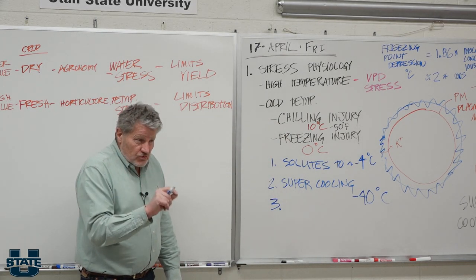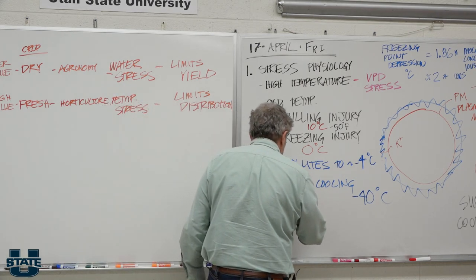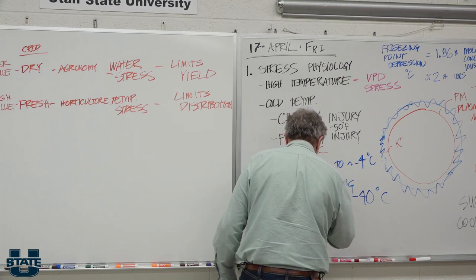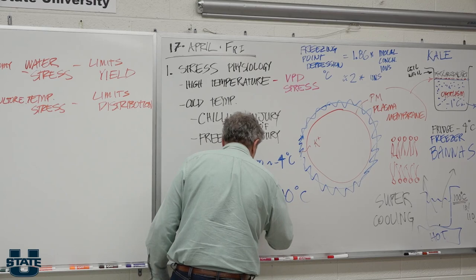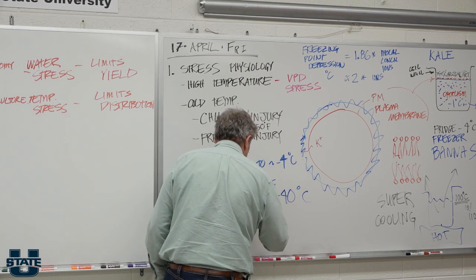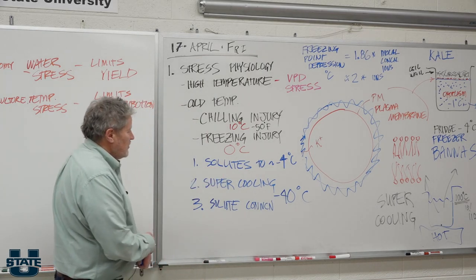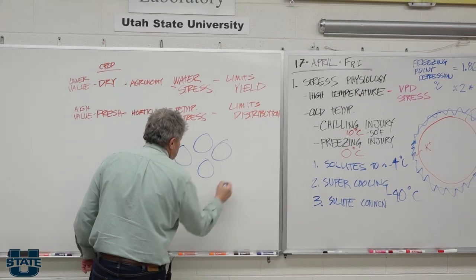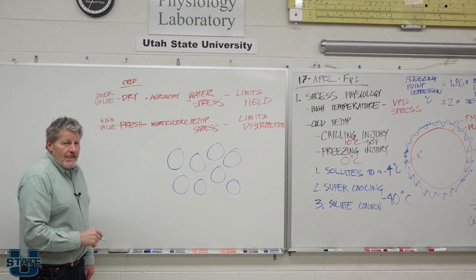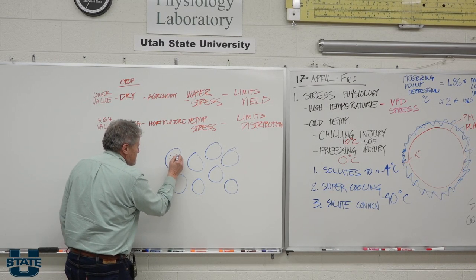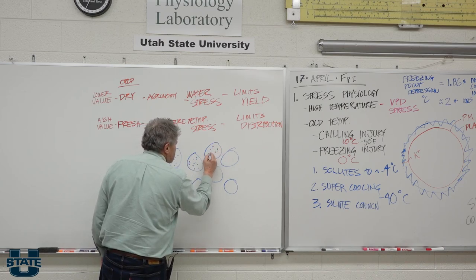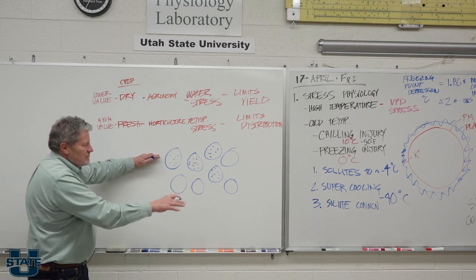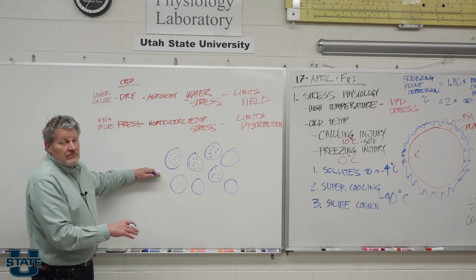And you're going to love this because it comes right out of plant water potential. I'm going to call this solute concentration. Now, this is solute concentration, but if we take right here a bunch of cells in a leaf, and the solutes are in here, and it gets colder and colder, and we go past minus 4 C, and we start to supercool a little.